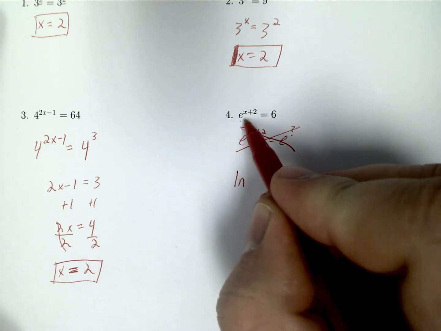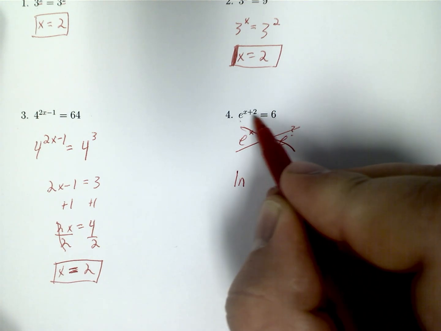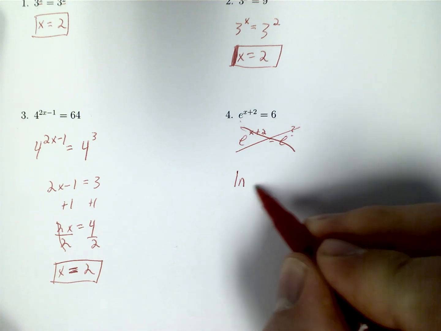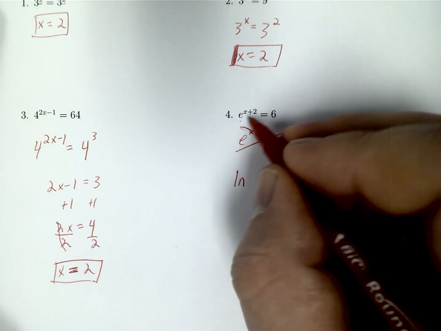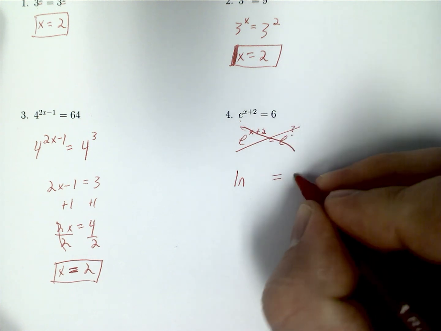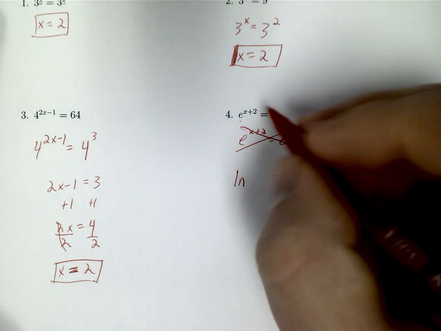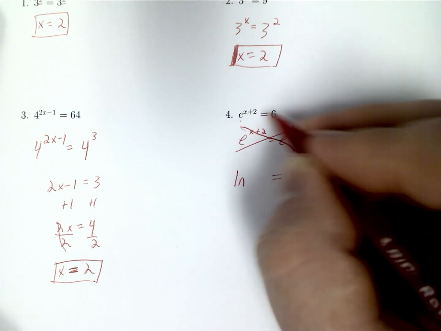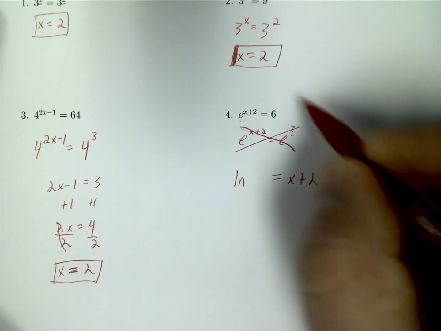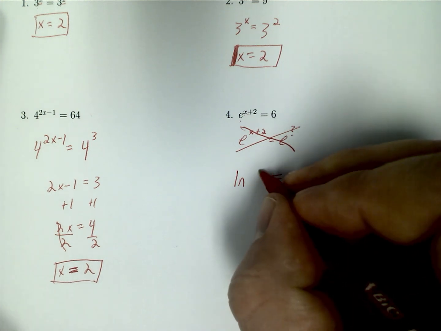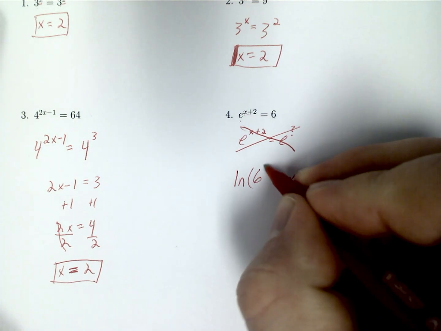Remember that the outputs for logarithms are exponents. So if I want to change this equation to a logarithm, the output should be the exponent, which is x plus 2. And remember that inputs and outputs swap for logarithms and exponents. The output was 6, and that's now going to be the input for our logarithm.